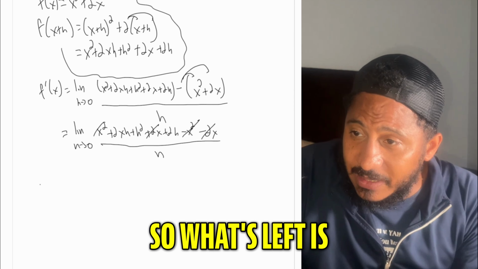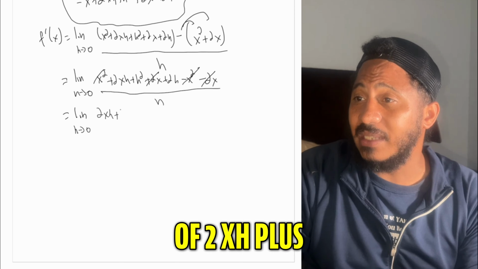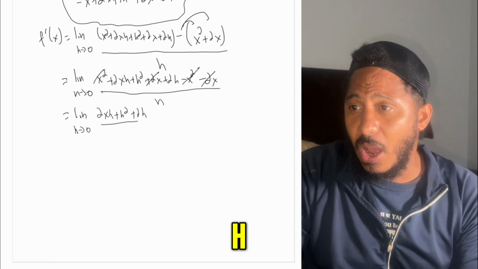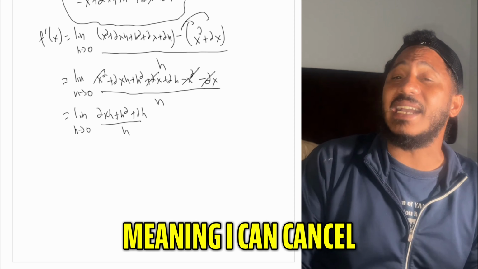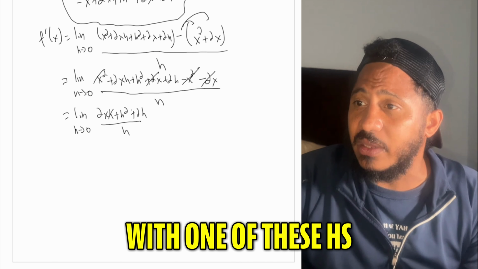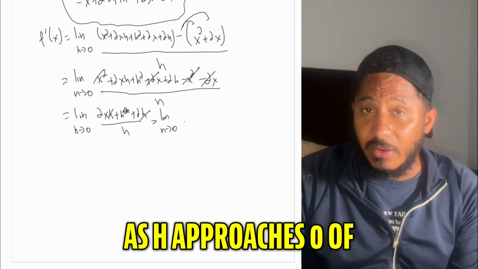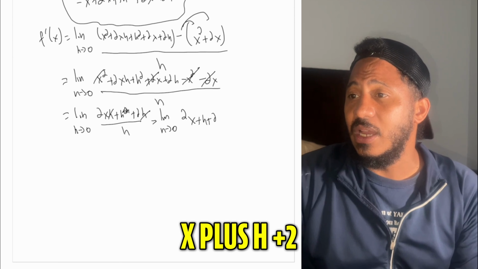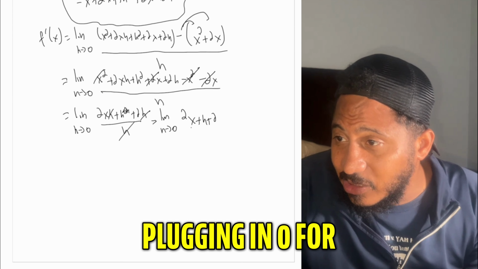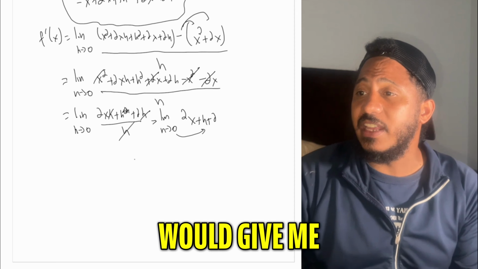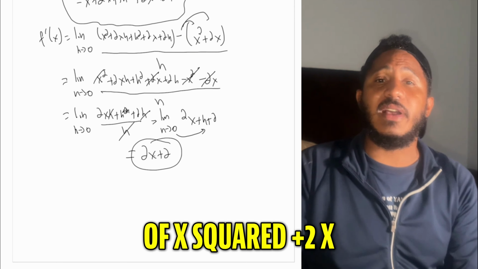So what's left is the limit as h approaches 0 of 2xh plus h squared plus 2h, all over h. But all those things in the numerator have an h in them, meaning I can cancel the denominator h with one of the h's in each term. So that gives me the limit as h approaches 0 of 2x plus h plus 2, because the h in the denominator cancels with one of those h's in the numerator. Now plugging in 0 for h would give me 2x plus 2. So there is our derivative of x squared plus 2x.